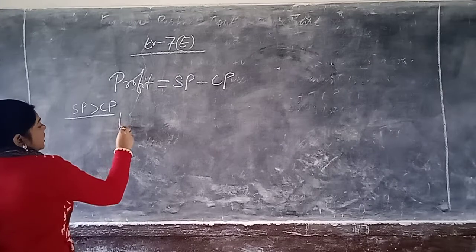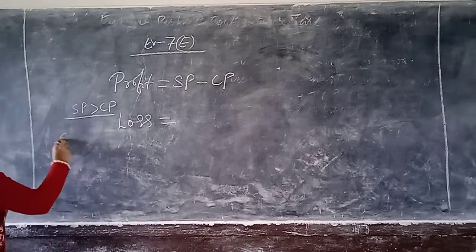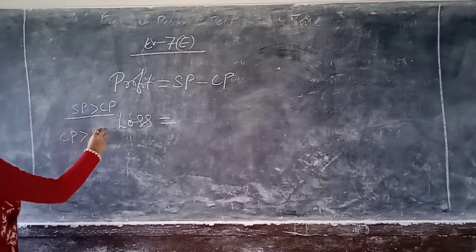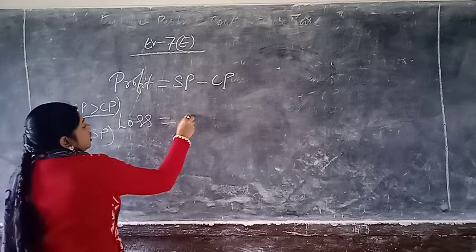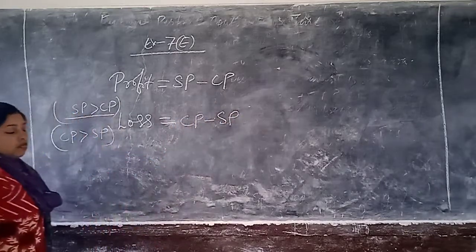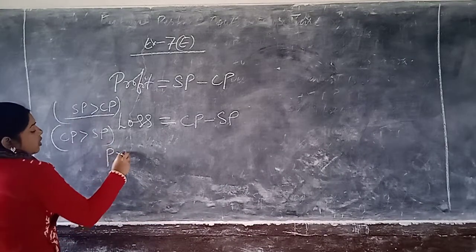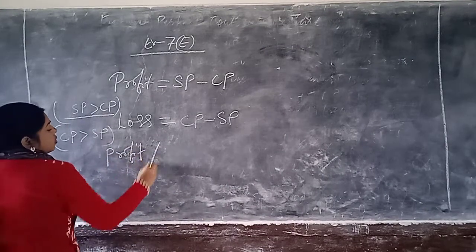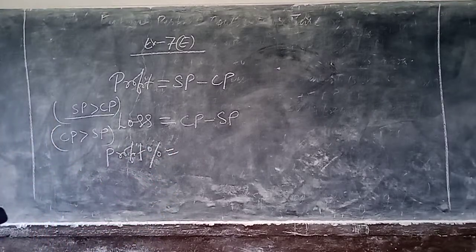And then the next case is loss. Loss is when cost price is more than selling price, so that is called loss. So loss equal to CP minus SP. First, we find the profit percent or loss percent. So what is the formula of the profit percent?